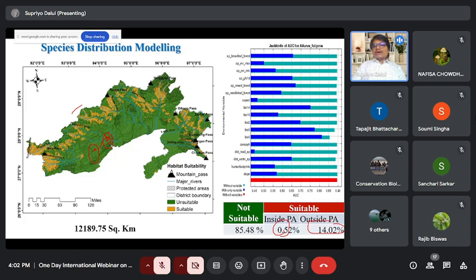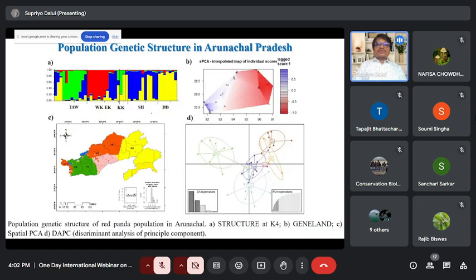So now we understand what the problems are, so how can we conserve the species in the landscape? So first of all, we need to understand the genetic diversity or genetic component, as I have mentioned previously also. So that is very important. So we have to understand if the populations in Arunachal Pradesh are genetically fit or not. So for that, I have performed different kinds of genetic analysis. So in a way, basic.